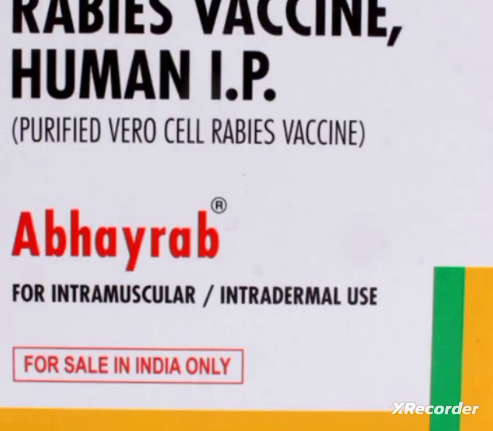This is the image of rabies vaccine, and the rabies vaccine can be given intradermally or intramuscularly. Intramuscular we are using one vial. For intradermal we are using 0.1 ml.